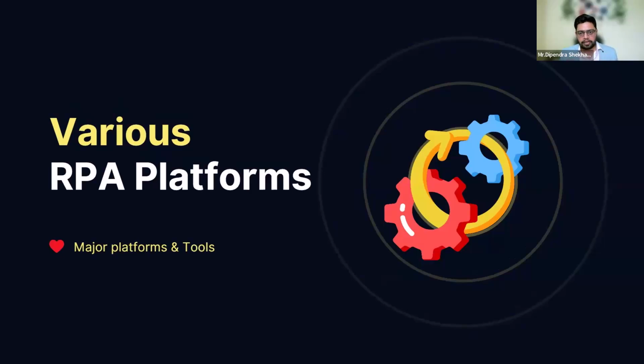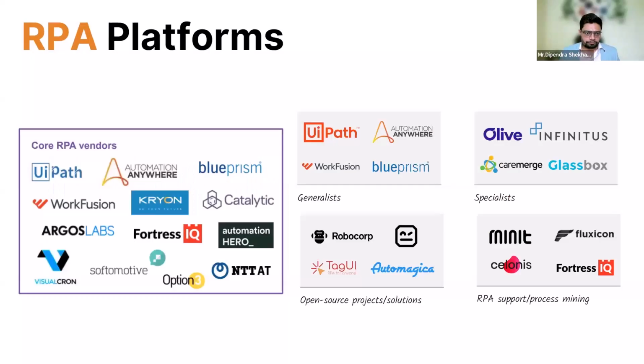Now, coming to the RPA platforms. There are a lot of RPA platforms available out there in the market. Some are enterprise level, some are open source. As you see on the left-hand side, these are the core RPA vendors: UiPath, Automation Anywhere, Blue Prism, WorkFusion. These are a few of the names I'm taking. So these are the core RPA vendors.